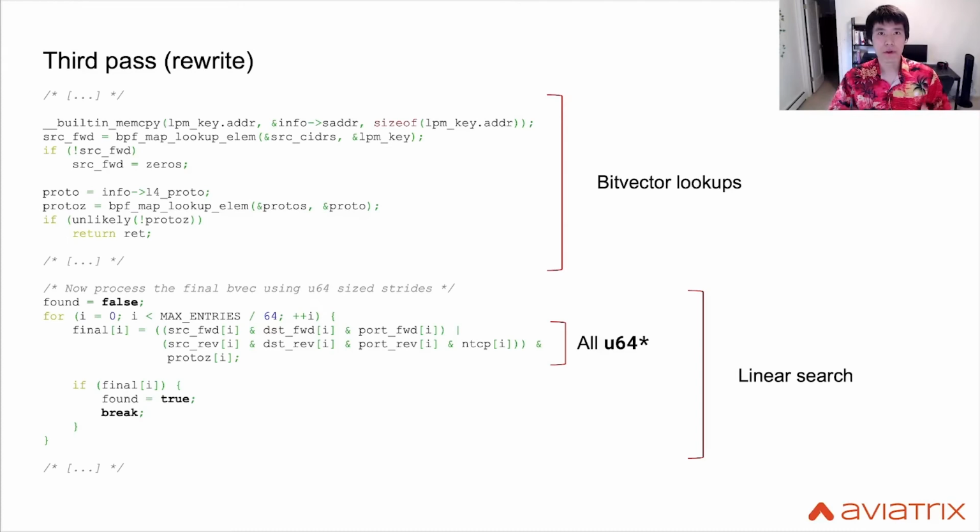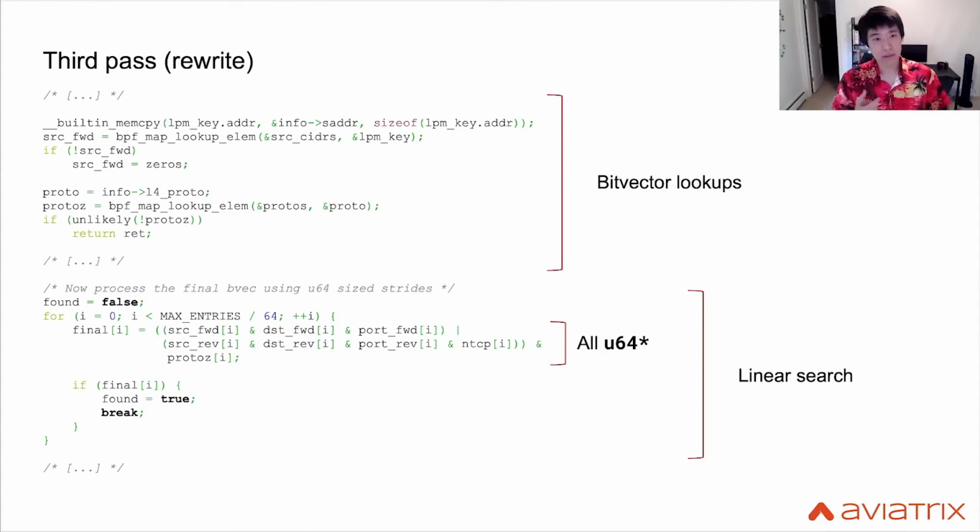So here's the third pass and the full rewrite of the BPF portion of microseg. The top half of this code snippet is the bitvector lookups. It's just two of them here. There are multiple, like I mentioned before, one for each dimension of the packet that we care about. Once you have all the bit vectors, then you do the linear search portion of the algorithm, and that's the loop that I'm showing here.